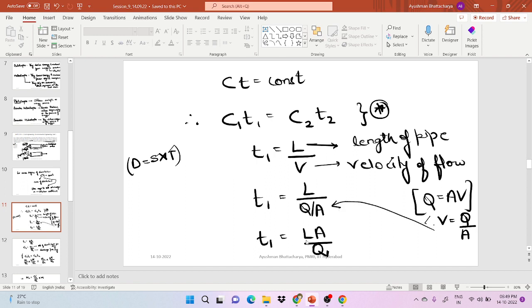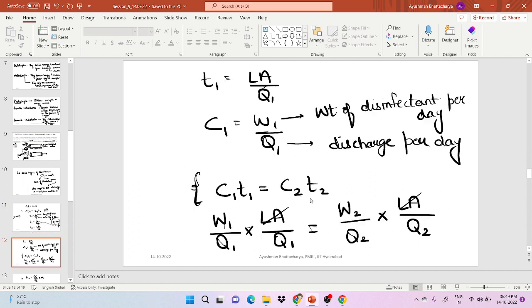Substituting that, we wrote T1 is equal to LA by Q1, and C1 is W1 by Q1, weight of disinfectant per day by discharge per day. So this is our main equation. We have substituted these things here. W1 by Q1, LA by Q1 is equal to W2 by Q2, LA by Q2.